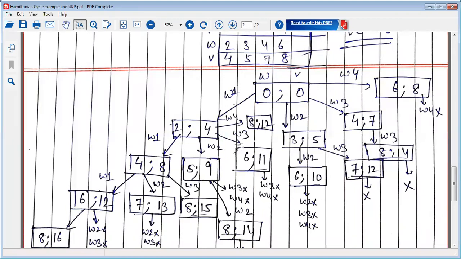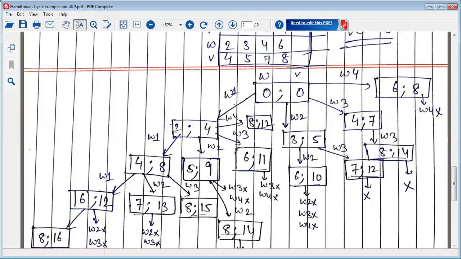Similarly, when we have selected W1 followed by W3, the total weight is 6. Although we are remaining with 2 kg, this is something that we are going to explore after considering all these weights. So what we will do is, instead of starting from W4 to W1, let's move further in the left side of the branch.